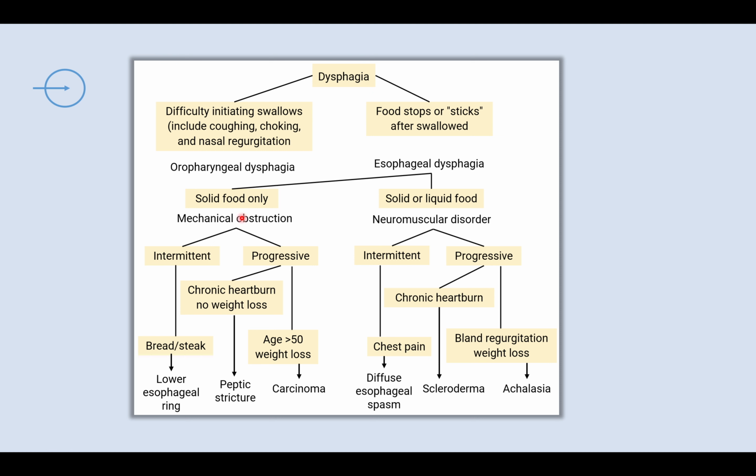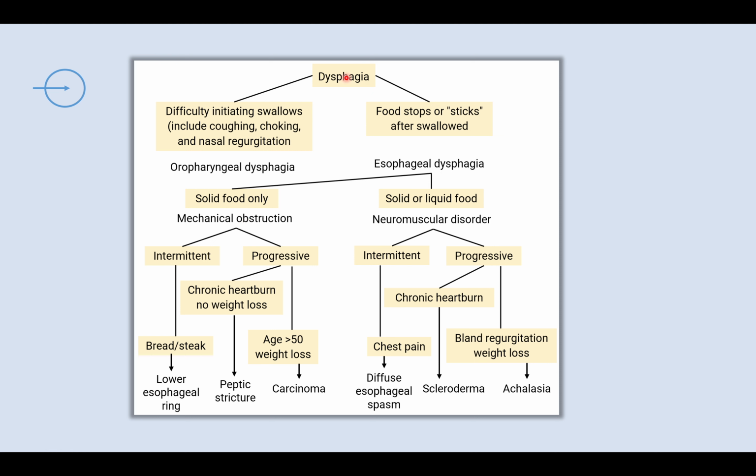But if it's only solid food, as I mentioned, initially it will be only solids, but subsequently it might develop into solids and liquids. This is because of mechanical obstruction. If it's intermittent, it could be a lower esophageal ring or Schatzki ring. If it's progressive with chronic heartburn but no weight loss, then a peptic stricture. But if the age is elderly, more than 50, though now the age has been coming down to less than 45, and they have significant weight loss, then it will lead to carcinoma. So this is a flowchart for solid food dysphagia, in which there is mechanical obstruction.